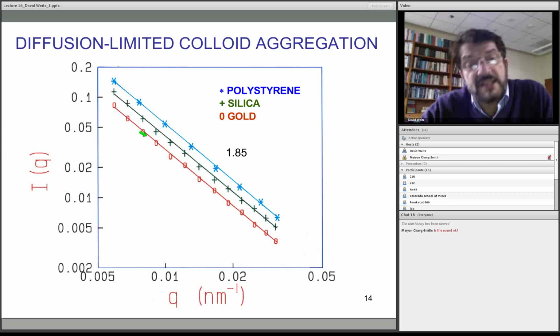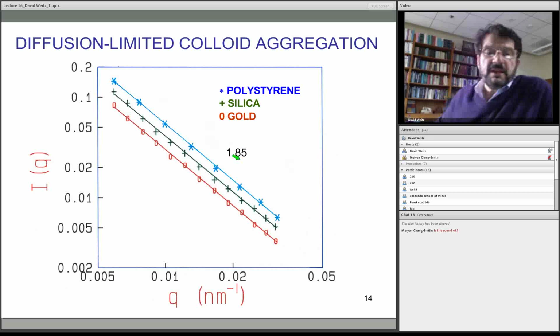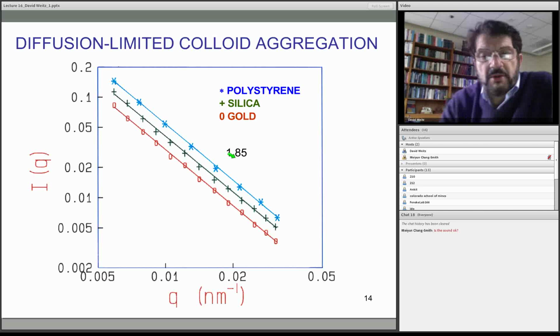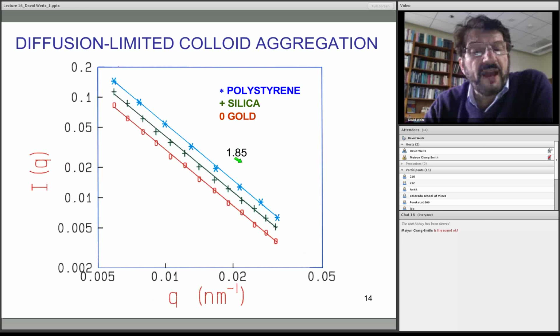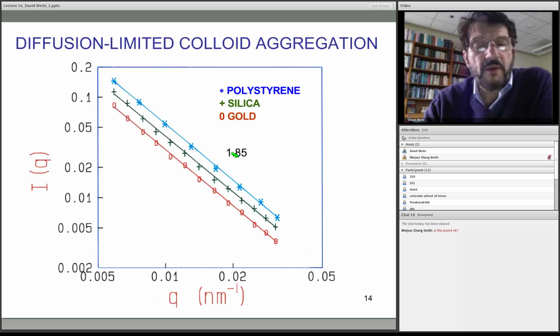Here's a light scattering from fractal clusters that are formed by diffusion-limited aggregation. Diffusion-limited aggregation, remember I showed you, had a fractal dimension of around 1.75. In fact, I would say more generally it's around 1.8. And here are these scattering from different colloid systems. These are large clusters, and you see that the Q dependence of the scattering is 1 over the wave vector to the 1.85, or 1 over the wave vector to the fractal dimension.